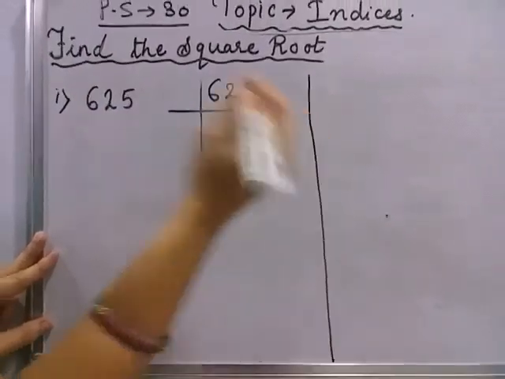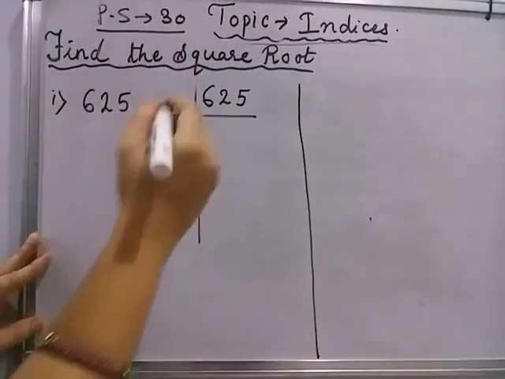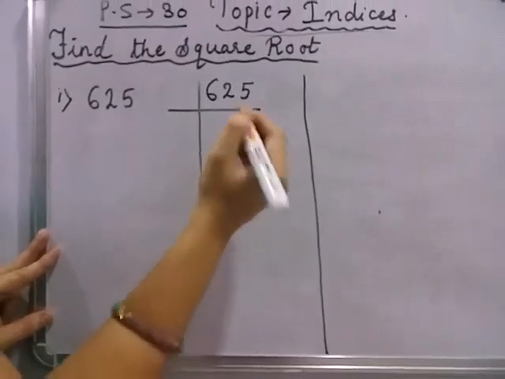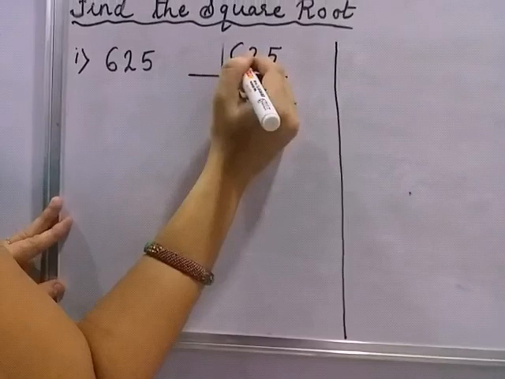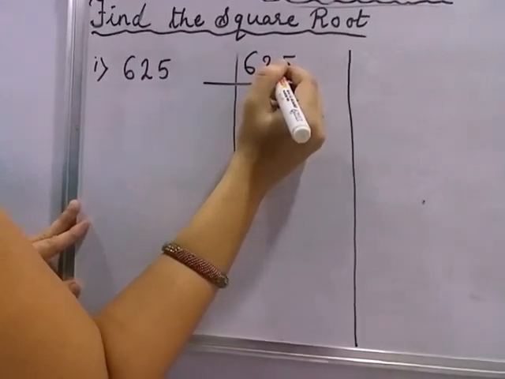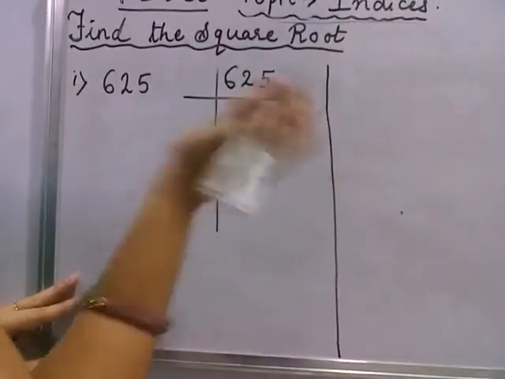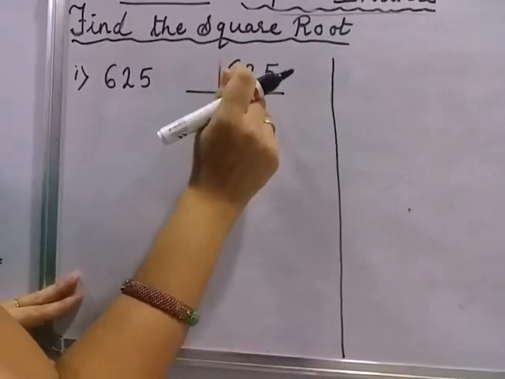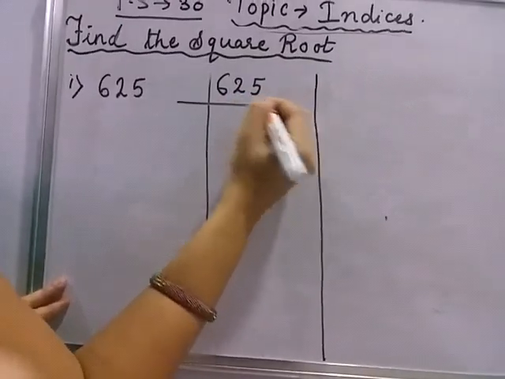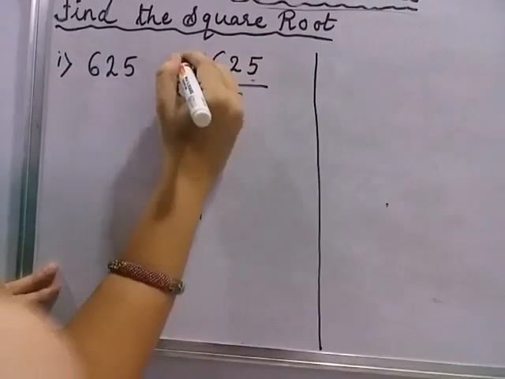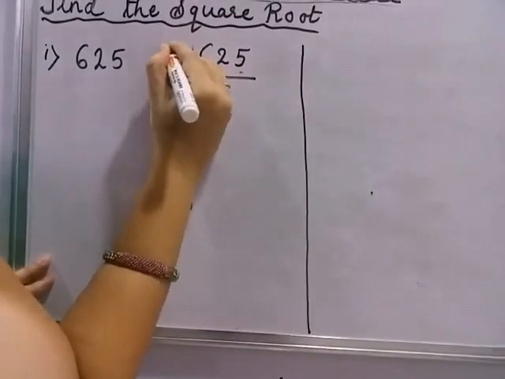As it is an odd number, it is not divisible by 2. So we'll go to the next number, 3. To check for 3, what do we have to do? Add the digits. 6 plus 2 is 8, and 8 plus 5 is 13. So it is not divisible by 3. Directly we can see it is divisible by 5, because 5 is in the unit place.